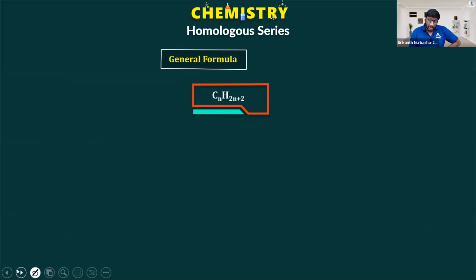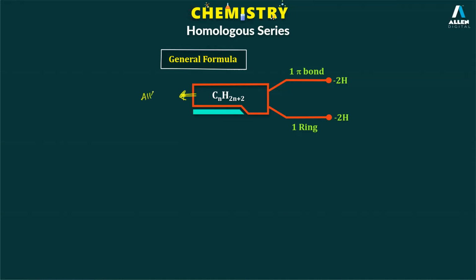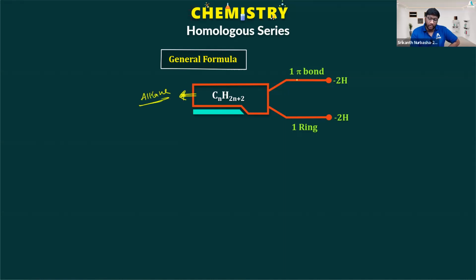What is the general formula? CnH2n plus 2 is the general formula. If we have one pi bond, what then? CnH2n plus 2 is the general formula of what type of species? Alkanes. From the alkanes, if we have one pi bond, that means we have removed two hydrogens.